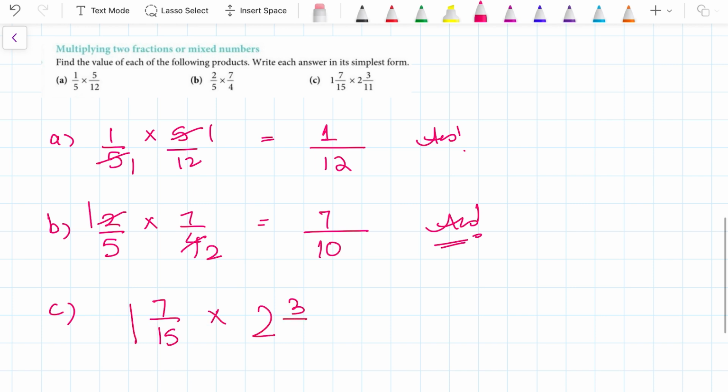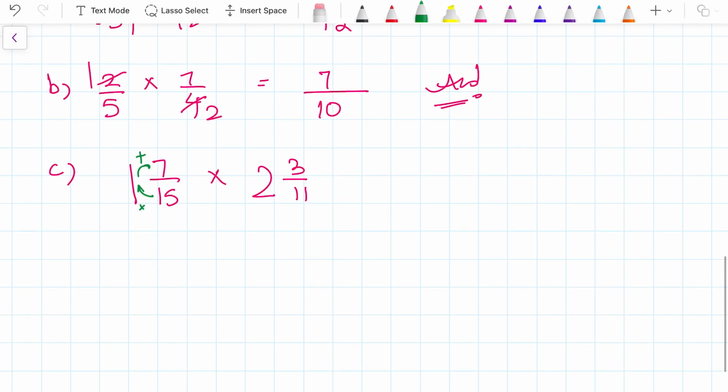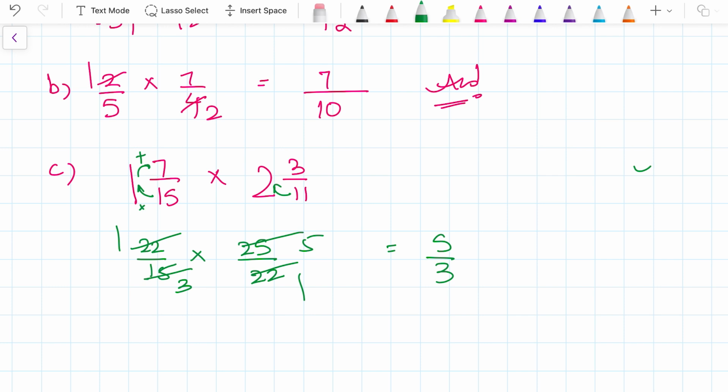Into 2 whole 3 upon 11. Convert them into improper fractions first. How do we convert into improper? Multiply and then plus. So 15 plus 7 is a 22. 22 plus 3 is a 25 upon 22. 22 times 1, 22 times 1. 5 times 5, 5 times 3. So it becomes 1 whole 2 upon 3 as my answer.